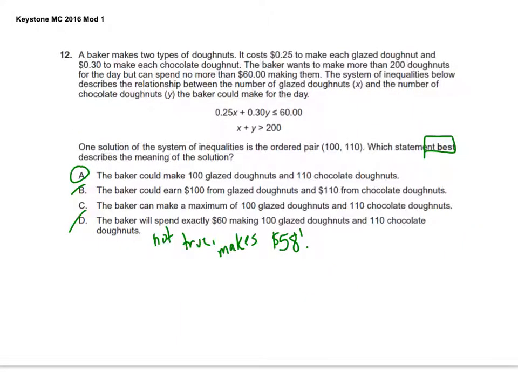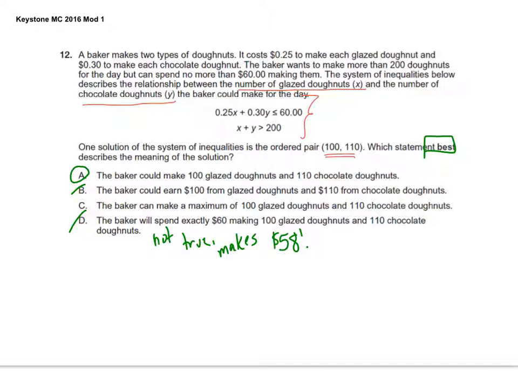And then question 12 in module 1 gives you again some information and a system of inequalities, giving you information about the donuts. They want you to go through and again decide which statement best describes the meaning of the solution. They give you a solution. They tell you x is the number of glazed donuts and y is the number of chocolate donuts.